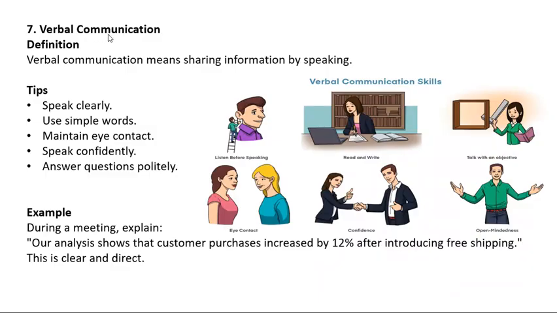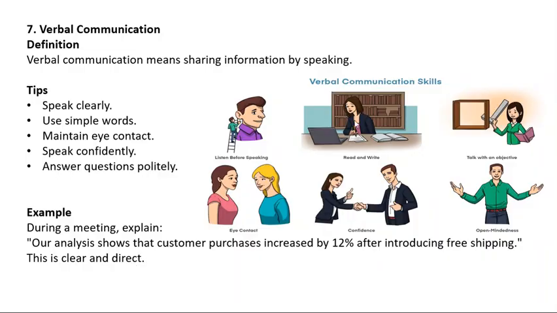And seventh is verbal communication. Verbal communication means sharing information by speaking. The tips are to speak clearly, use simple words, maintain eye contact, speak confidently, and answer questions qualitatively. For example, during the meeting, explain: "Our analysis shows customer purchases increased by 12% after the introduction of free shipping." This is clear and direct.